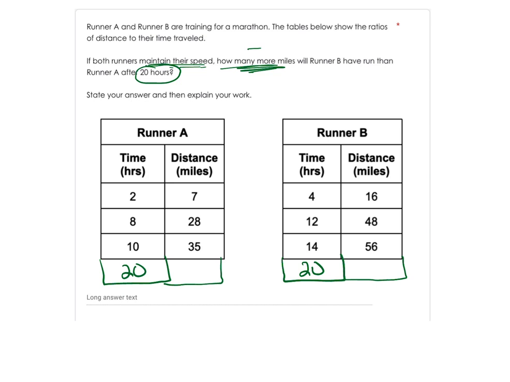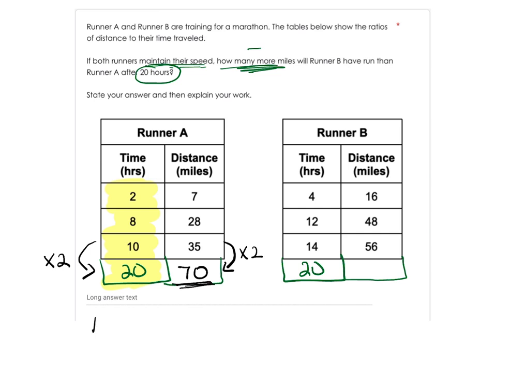So if these runners are going at a constant speed, I know that I can set up equal ratios. So I'm looking at runner A's table. I'm looking at the hours, and I'm going to see where I can make a relationship to get to the 20. So the easiest thing I see is to get from 10 to 20. I know that that is times 2. And so to find out what the miles are for 20, I'm going to do the same thing over on this side. I'm going to go times 2. And 35 times 2 is 70. So that means that runner A, after 20 hours, is going to have run 70 miles.